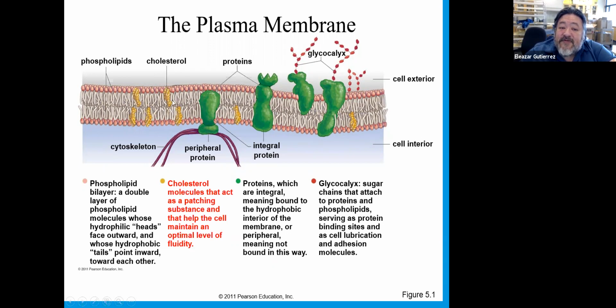It must not be rigid, because if it's rigid, it cannot assimilate what it needs and eliminate whatever it needs to get rid of. Eliminate is the word I was looking for. What else does it have? It has proteins. Proteins which are integral, meaning bound to the hydrophobic interior of the membrane, or peripheral, meaning not bound in this way. Did you guys catch that? This is important. You can have either an integral membrane protein or a peripheral membrane protein.